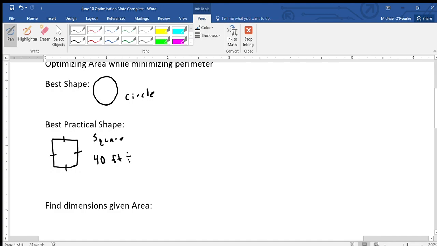I would just divide this by 4, which would give me 10 feet per side. So it looks like this, 10 and 10 and 10. Then we build off this after. So if we had a shape that was two-sided, we just take the perimeter, divide it by 2. So if we had that 40 feet of fence again, we divide it by 2, which would equal 20. So that'd be 20.